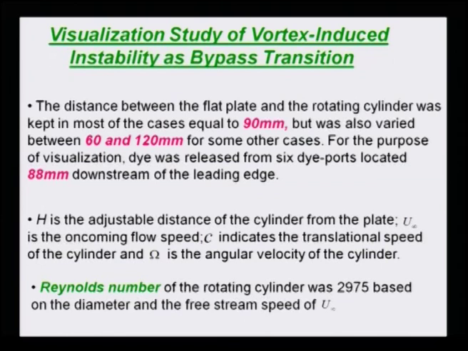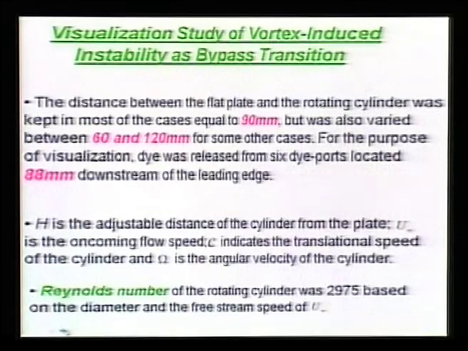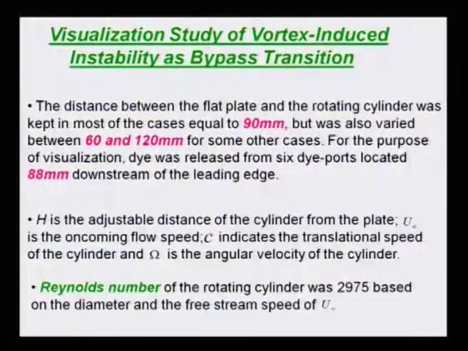And h was the adjustable distance of the cylinder from the plate, u infinity is the oncoming flow speed, c the translational speed, and capital omega is the angular velocity. So if I look at all of this, I can calculate a Reynolds number for the rotating cylinder based on its diameter, 15 mm, and the speed that we have set. It works out to about 3000. So this is considered a significantly high Reynolds number.